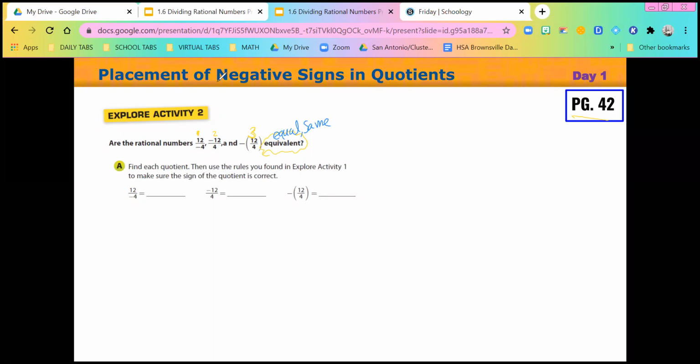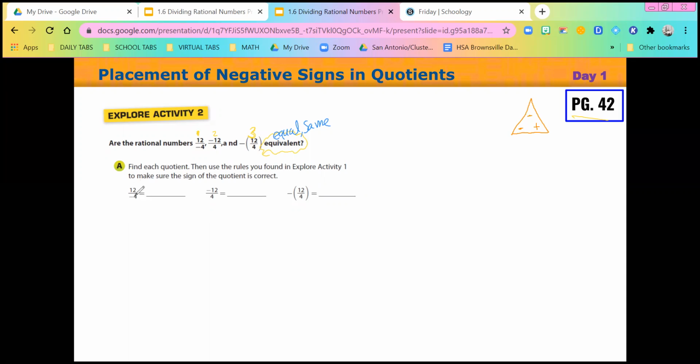So first let's look at letter A. I'm glad that you already have this in your book. I'm just bringing it down into this. Letter A says, please find the quotient. Quotient is just a fancy word for the answer to a division problem. Find the quotient, then use the rules that you found in Explore Activity 1 to make sure that the quotient is correct. I'm going to do the little Dorito chip here on the side for those of you that are still kind of struggling with our signs.